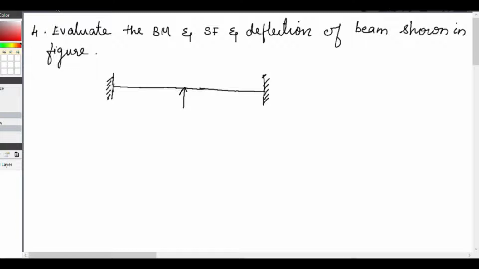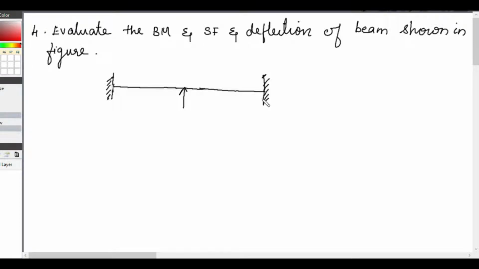a two-span continuous beam fixed at one extreme end and simply supported at another extreme end. So this is our fourth problem. Our fourth problem is to evaluate the bending moment, shear force and deflection of the beam for the given figure. So our given diagram is we have a fixed beam.